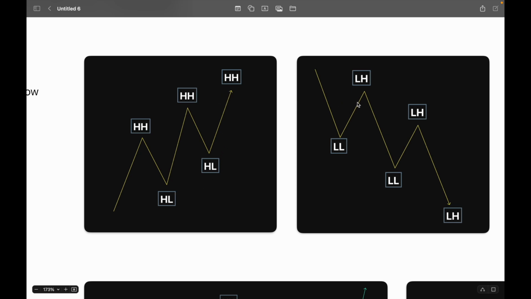Same with bearish. We got lower lows, lower highs, lower lows, lower highs, lower lows. So that means market is in a bearish trend. This high did not take out that high, but it broke this low. This high did not take out this high, but it broke the most recent low and created a new lower low. So this is a nice simple example of how market structure looks in an uptrend and a downtrend.